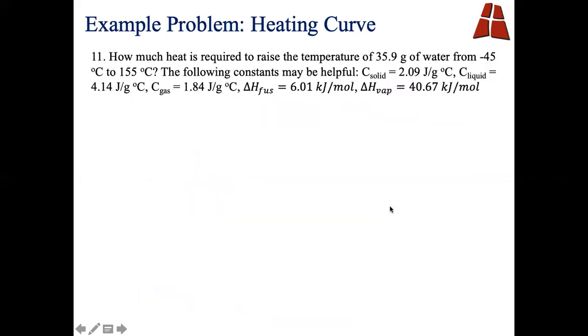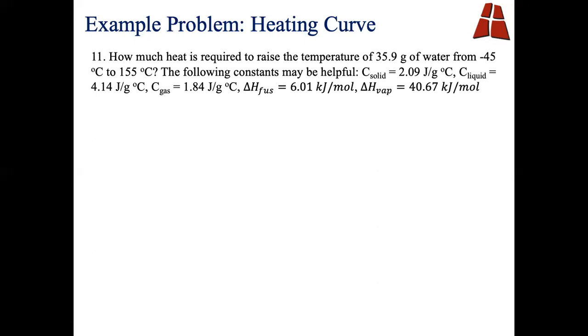Okay, so this is problem number 11 from our in-class worksheet. I would suggest you try this yourself, see if you can do this. We're going to go over it in class as well, but I ask you how much heat is required to raise the temperature of 35.9 grams of water from -45 degrees Celsius to 155 degrees Celsius. And I give you all of these constants here.